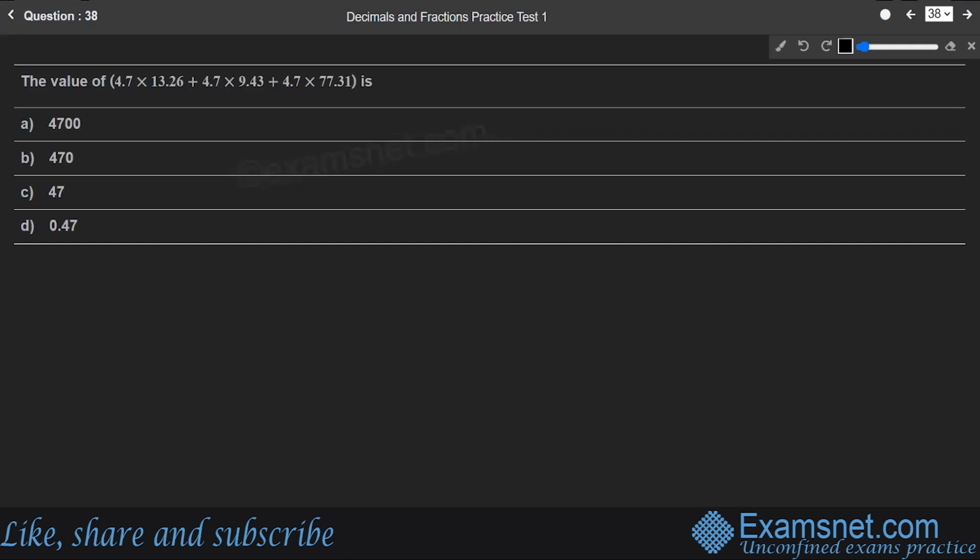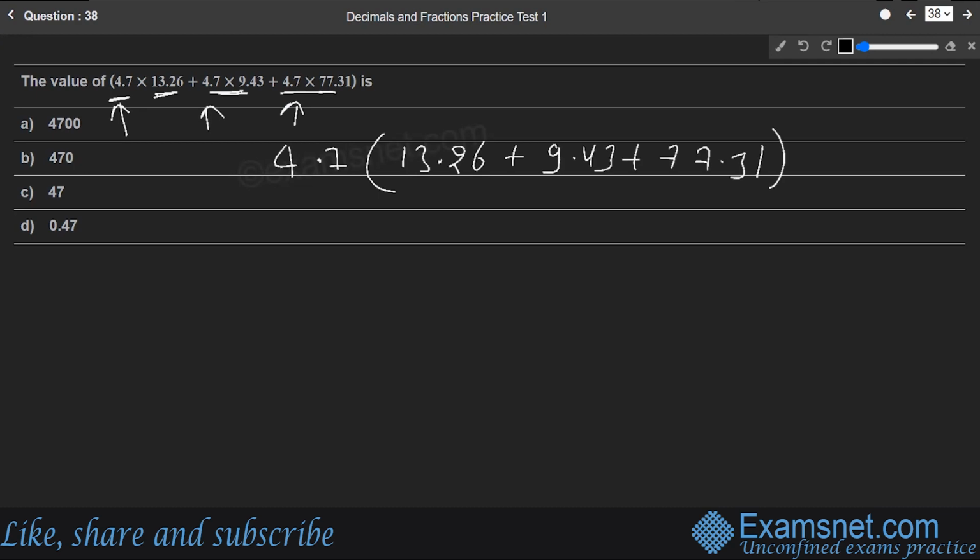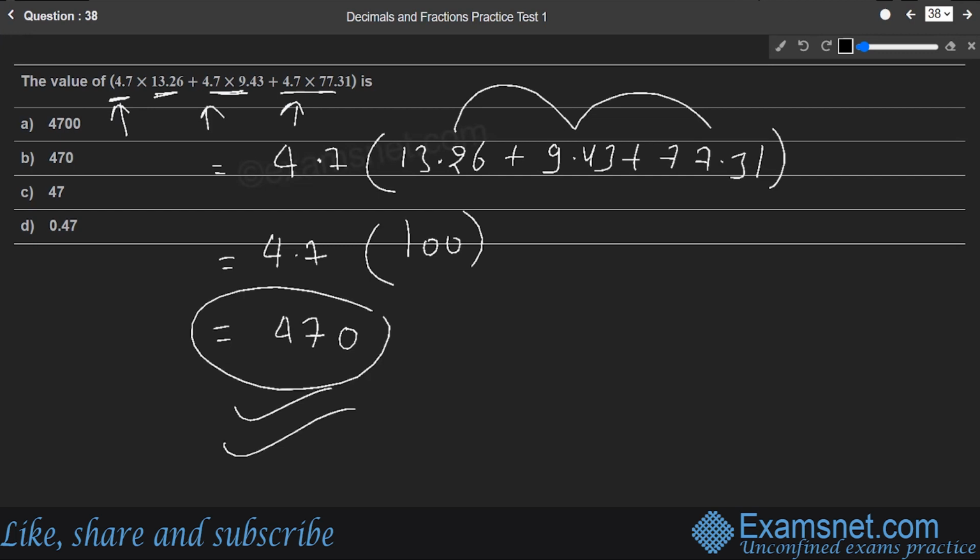Now the question says the value of 4.7 into 13.26 plus 4.7 into 9.43 plus 4.7 into 77.31. So clearly, to make it simple, we can take 4.7 common from all three terms. If we do it, 4.7 is outside, and inside we have 13.26 plus 9.43 plus 77.31. If we add these terms mutually, this comes out to be exactly 100. So things become easy for us this way. 4.7 into 100 is very easy to find out as 470. So that is going to be the right answer, 470.